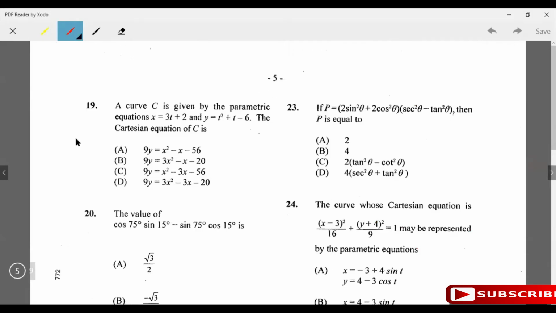Question 19. This is a new question. N for new. It says a curve is given by parametric equations x equals 3t plus 2 and y equals t squared plus t minus 6. And then it is asking for the Cartesian equation. So I need a little bit more space, so I'm going to copy the question right here.